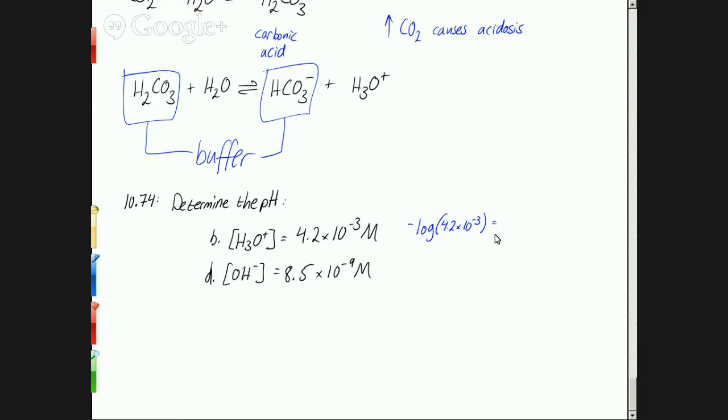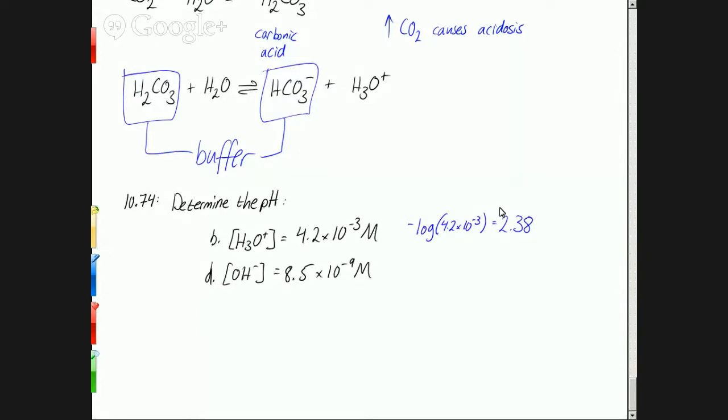Somebody want to punch that out for me? I imagine it should come out to 2 point something. Right? 2.38. Okay. How do you do negative? Well, you can either just type it in like that, depending on your calculator, or you can just do log and then reverse the sign at the end. So if this were just 10 to the minus 3, then yeah, the negative log would be 3. If it were 10 to the minus 2, the negative log would be 2, but it's in between there.